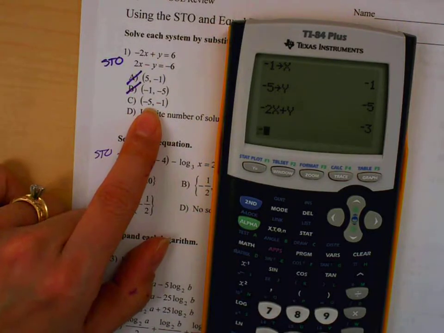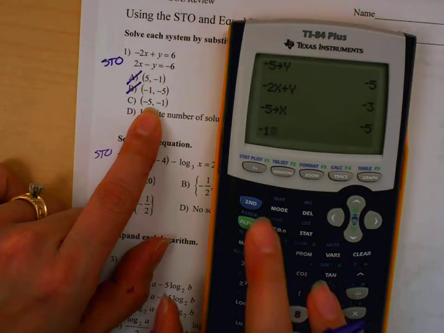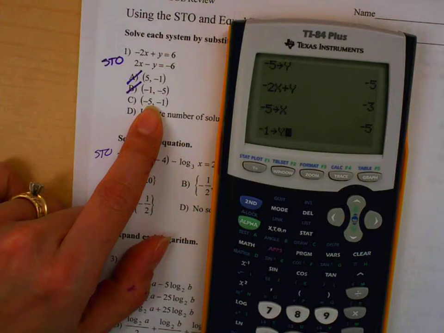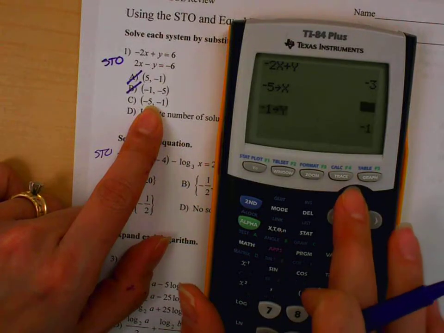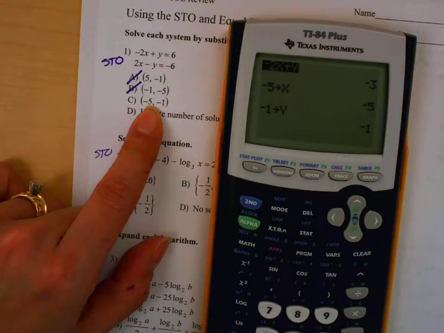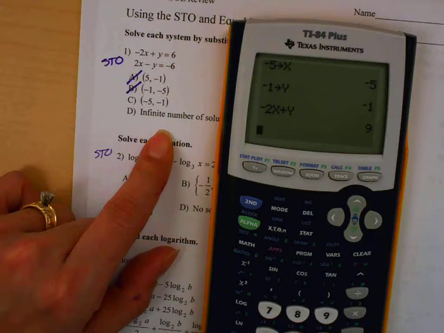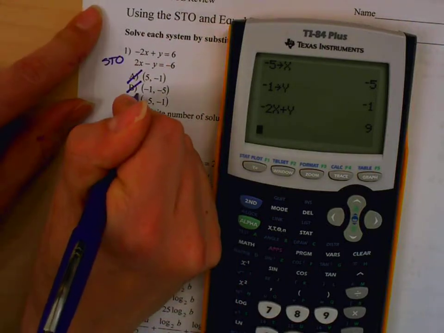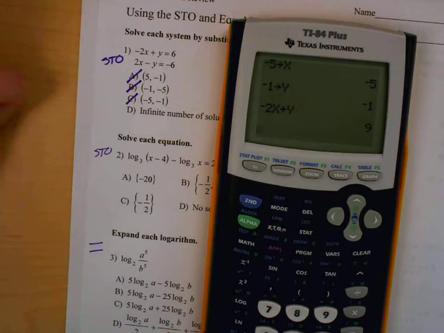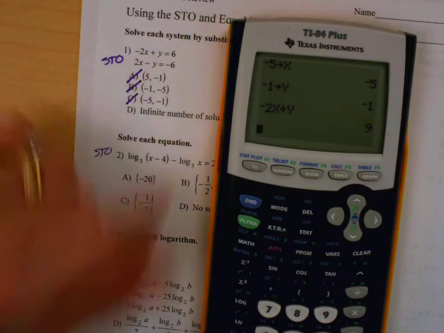So now I'm at -5 store x, -1 store y. Again, I'm going to highlight what I already typed so I don't have to retype it. Hit enter again. Ooh, I got 9. That's not good either. So again, my left side did not equal my right side.